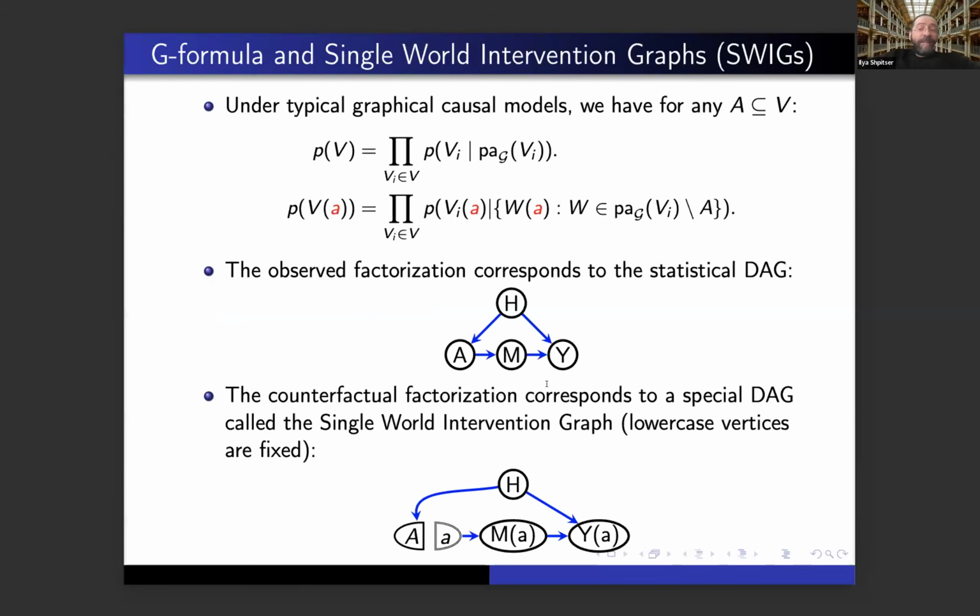Here are some SWIGs. The idea with SWIGs is regular DAGs representing the empirical model, as the econometricians would say, factorize as a product of terms of a variable given its parents. And you can also similarly factorize a counterfactual distribution in a very similar way and come up with a graph that corresponds to this factorization. Here's an example graph called the single world intervention graph below. The way it's obtained is you basically split the treatment like a watermelon, and you relabel downstream variables of the fixed version of the treatment as counterfactuals.